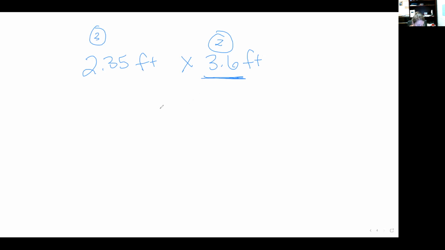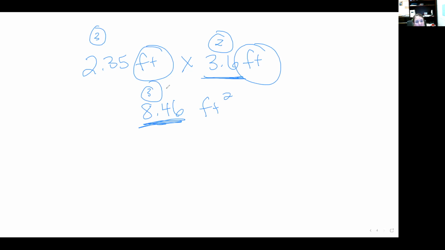So when I multiply this, you end up getting 8.46, and this will be feet squared because you also have to multiply the units. And look here, we have 3 significant digits. So I know I'm going to have to round this so that I only have 2 significant digits. So we would round it up because this number is greater than 5, and so this will be 8.5 feet squared. So this is how we round these with the least accurate.